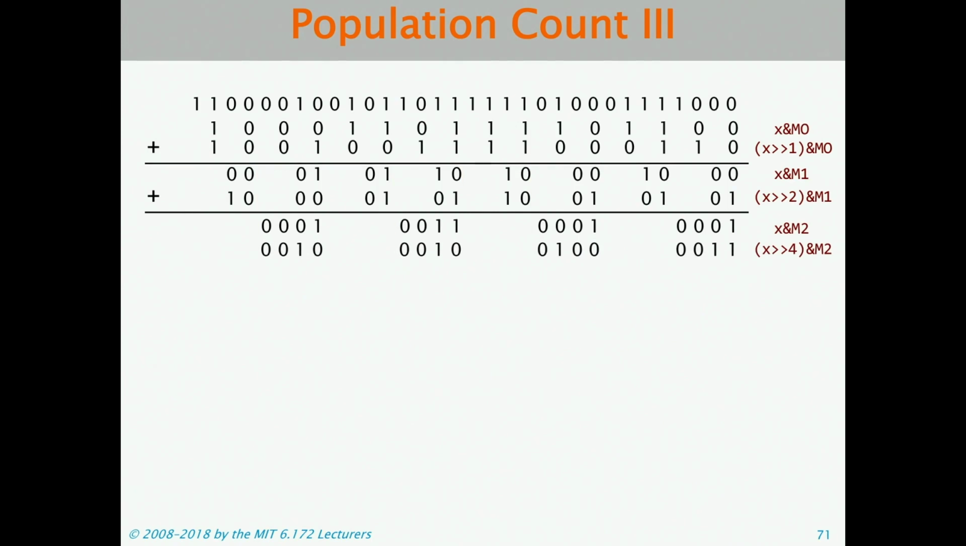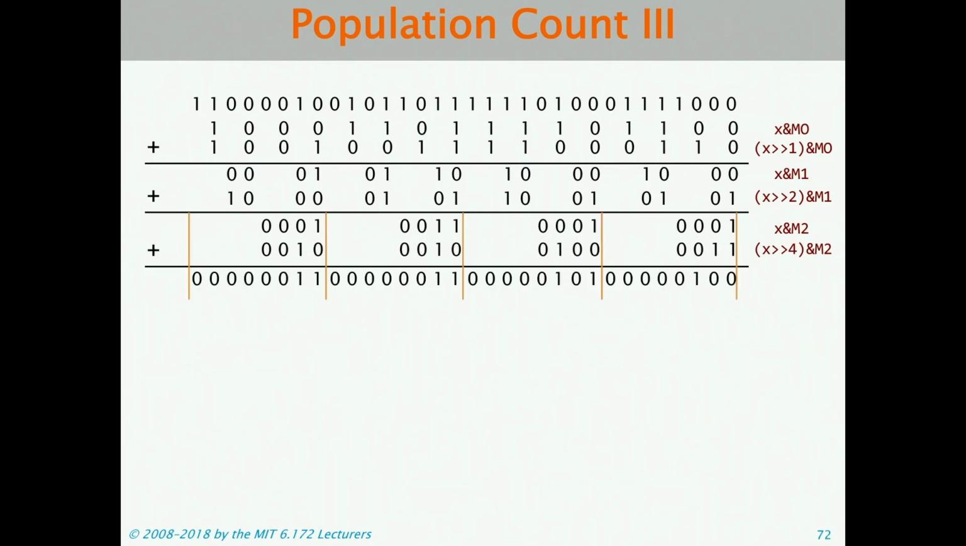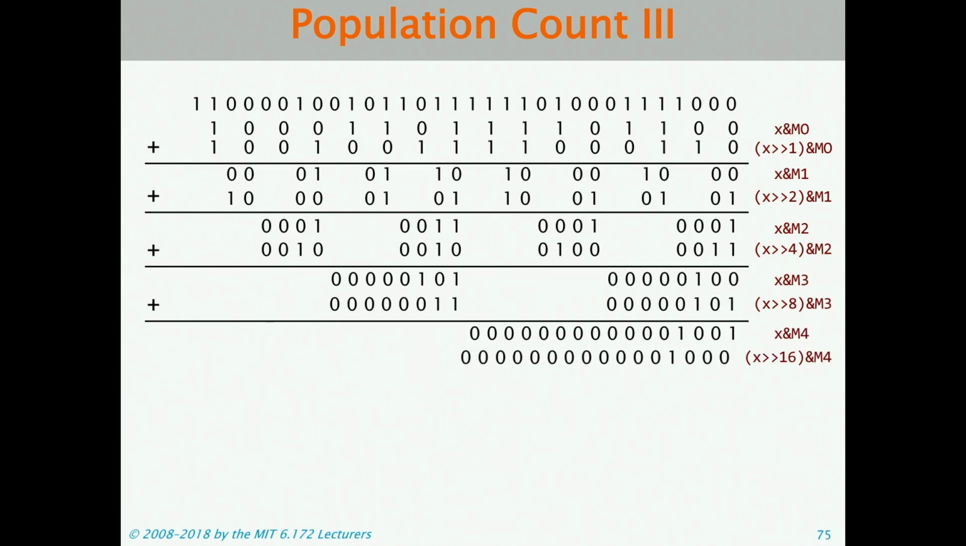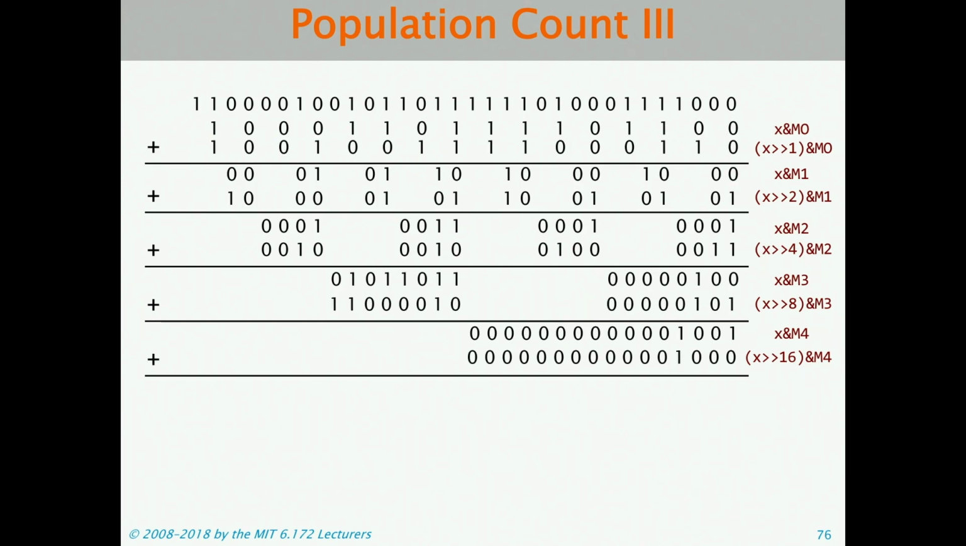Now we do this again with the mask M2. That's going to give us the counts for all groups of size 8. Then we go to groups of size 16. And then finally, we add these two together, giving us the number of bits in this group of size 32. And this is actually the pop count. So the value here is 17, and you can verify that there are indeed 17 ones in the input word X.